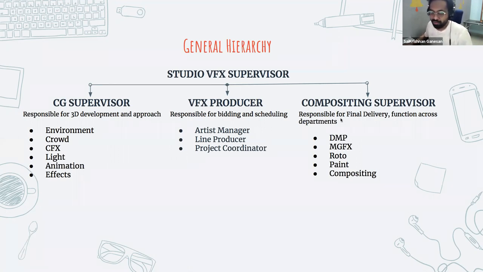And we have a compositing supervisor. The compositing supervisor is responsible for the final delivery and the function across the departments. So the departments come under him, like DMP in general. Most of the companies have a DMP supervisor, but they will relate with the compositing supervisor. They will have close interaction with the compositing supervisor. The reason is there will be a lot of projections to be done, so the compositing supervisor will tell them how they require the layers. So DMP comes under him, MGFX comes under him, roto, paint, and of course compositing comes under him. So the compositing supervisor will basically do the quality check on the following departments when it comes inside.